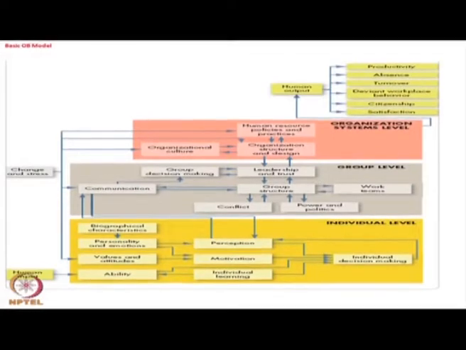If you observe this diagram over here, which is the basic OB model, you see there is a human input. When an individual enters an organization, he comes with his abilities, values and attitudes, personality and emotions, and biographical characteristics. These biographical characteristics again help in developing personality and emotions. Observe the arrow: it leads to the perception formed by the individual's motivation, and it helps in individual learning.